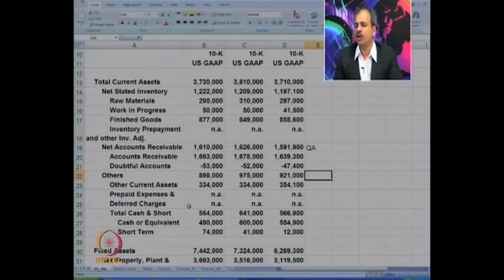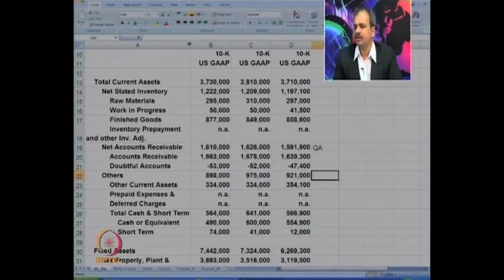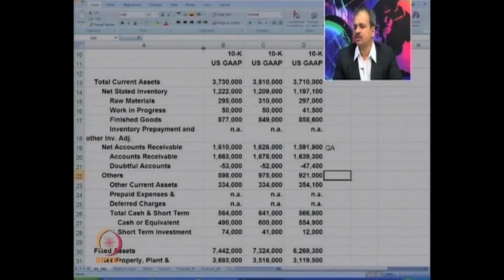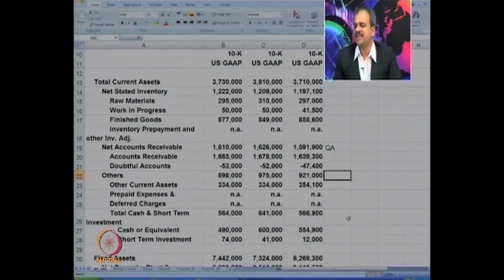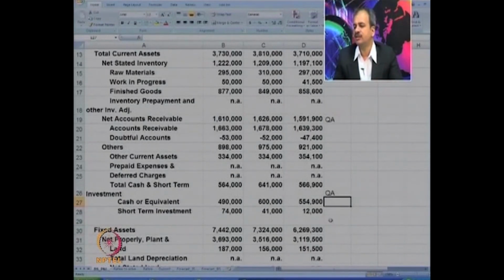Prepaid expenses cannot be taken as quick. Total cash and short term, I'll just expand it so that you can see it fully. So total cash and short term investment could be treated as a quick asset because it's short term in nature and liquid in nature. Then fixed assets start. So we have got two quick assets.